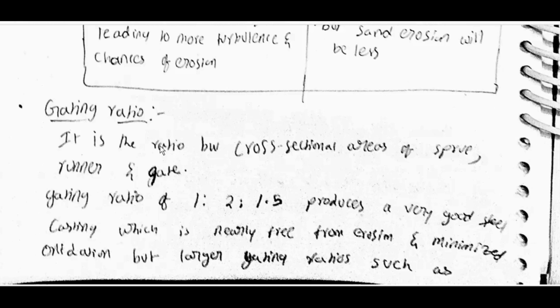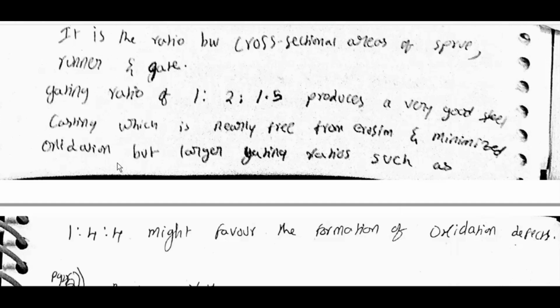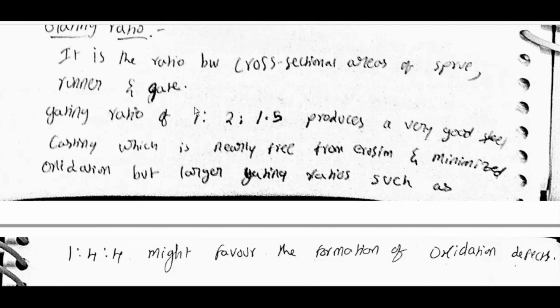Gating ratio: it is the ratio between the cross-sectional areas of sprue, runner and gate. A gating ratio of 1:2:1.5 produces a very good steel casting which is nearly free from erosion and minimized oxidation, but larger gating ratios such as 1:4:4 might favor the formation of oxidation defects. Sprue, runner, gate.